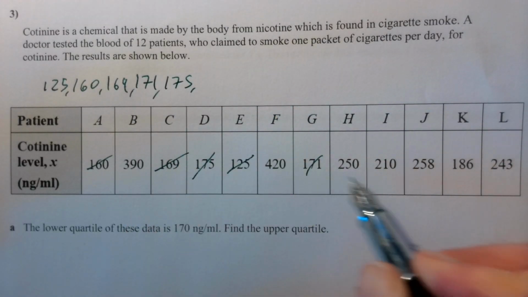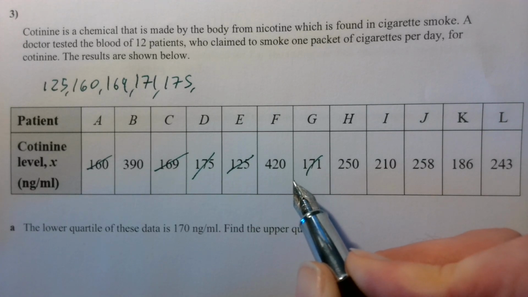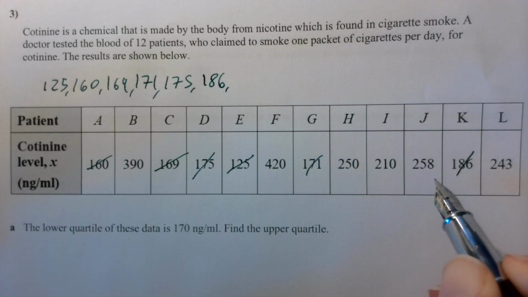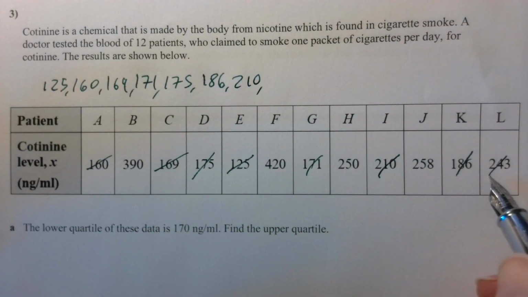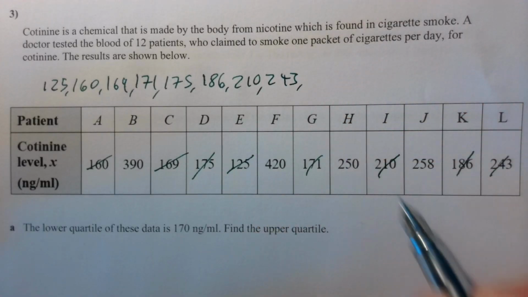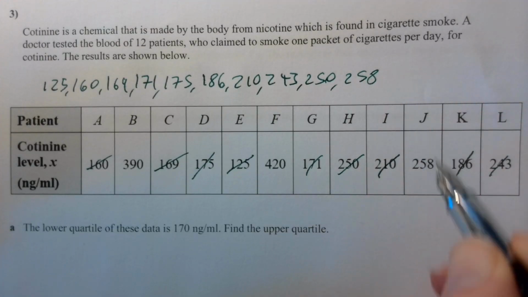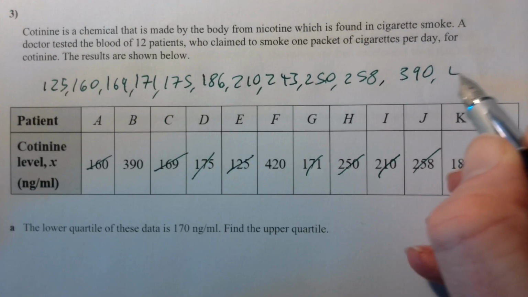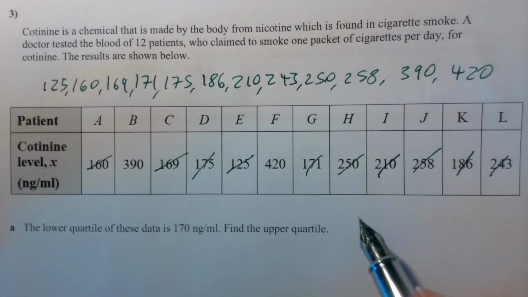So I've got 169, the next one is the 171, and then the 175. Very often when I do this I end up missing one and come back and putting it in, but the only way to make sure that you definitely get them all is by crossing them out as you go. So then it's 210, then 243, then 250 and 258, 390 and 420. So we've got 12 results.